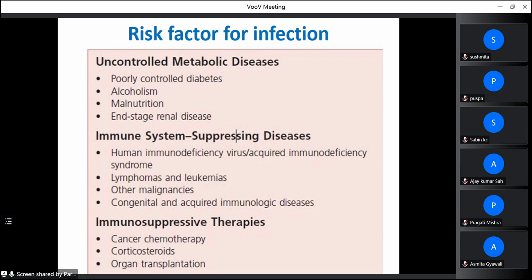In case of other malignancies, congenital and acquired immunologic disease, or if the patient is on immunosuppressive therapy like cancer chemotherapy, corticosteroids, or organ transplantation, such as renal transplant or liver transplant, they have to be on immunosuppressive drugs lifelong. So the chance of infection is again very high in such patients.